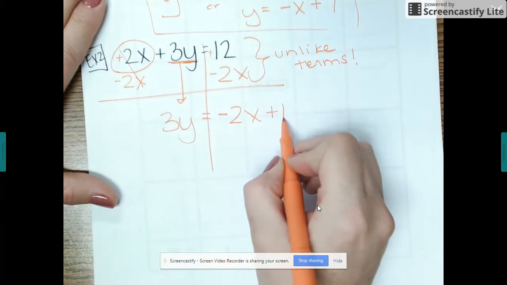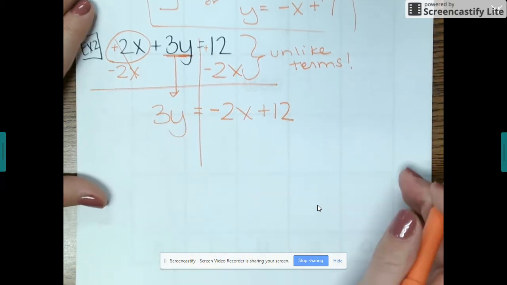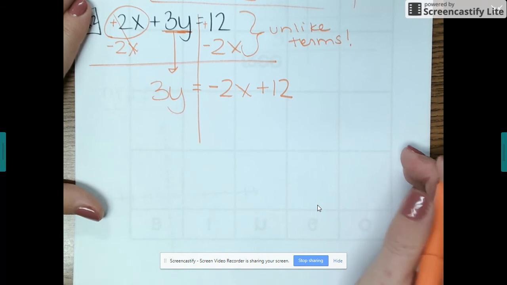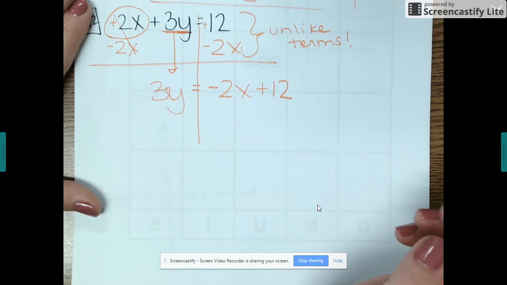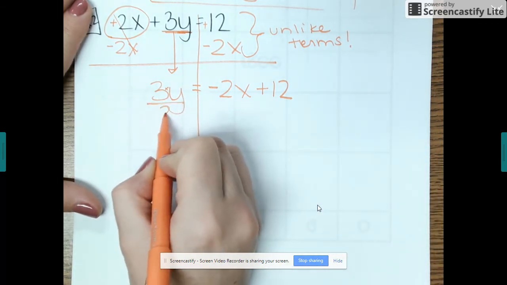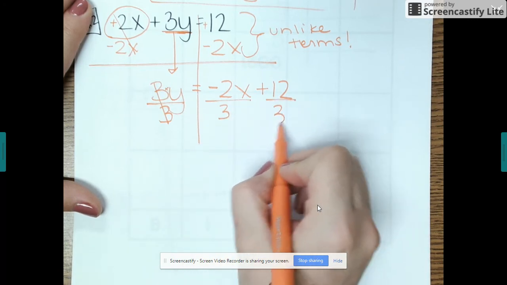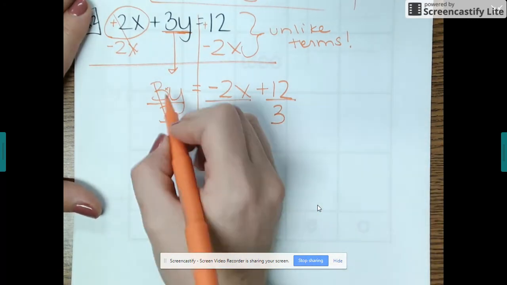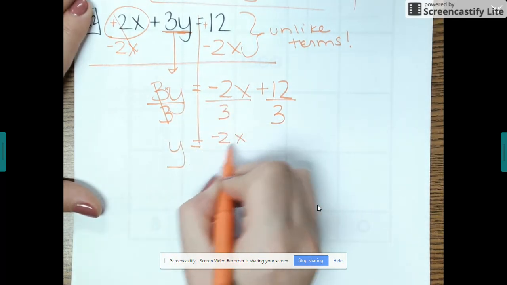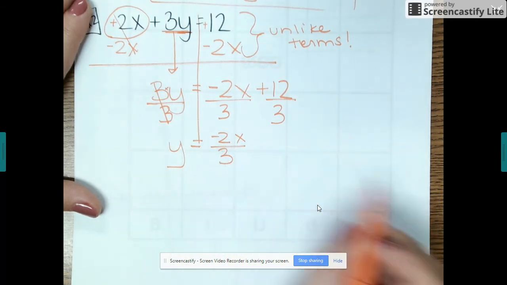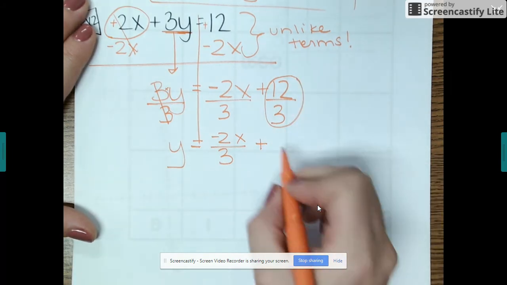12 is positive. Now, how do you get y by itself? What is 3 and y doing together? I'm hoping that you're saying multiply. So what's the opposite of multiply? Divide. So when we're dividing, you have to divide each term by that number, okay? So then I have just y equals negative 2x over 3, which is just a negative 2/3, plus, what is 12 divided by 3? Just 4.